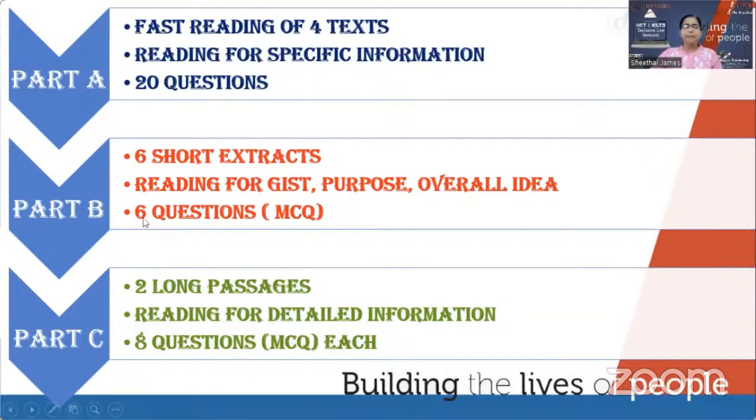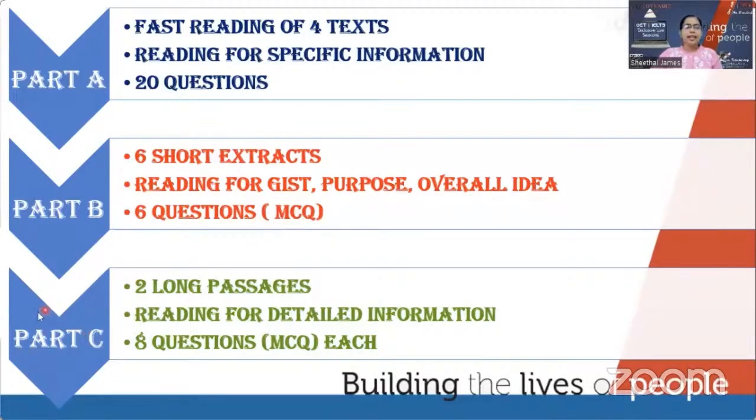Then in Part B, there are 6 short extracts, and with each extract, there will be 1 question with 3 options. Here, you will be reading each extract to just get the gist, purpose, or overall idea. These questions will be MCQs, that is, each question carries 3 options. First you will read the question, then you will read the passage, then you can select the correct option.